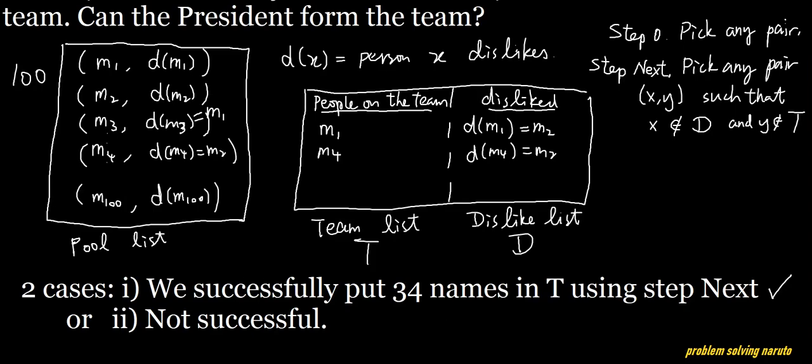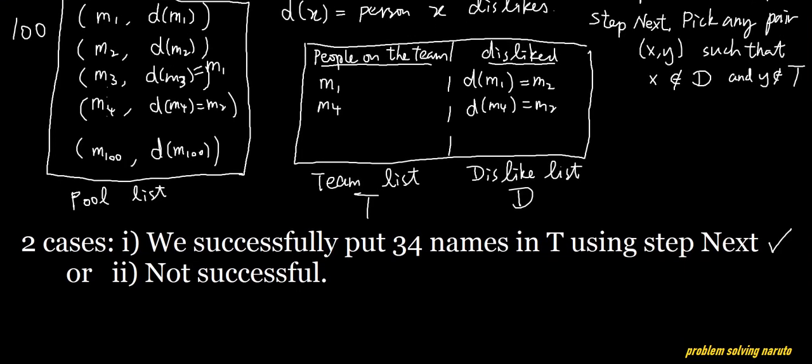So let's say we are not successful. That means we stop somewhere. Let's say we are in case 2. Then this means T has less than or equal to 33 people, right? Because if T has at least 34 people, I'm in case 1.